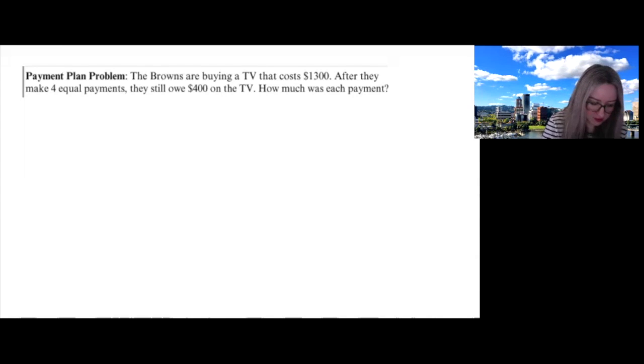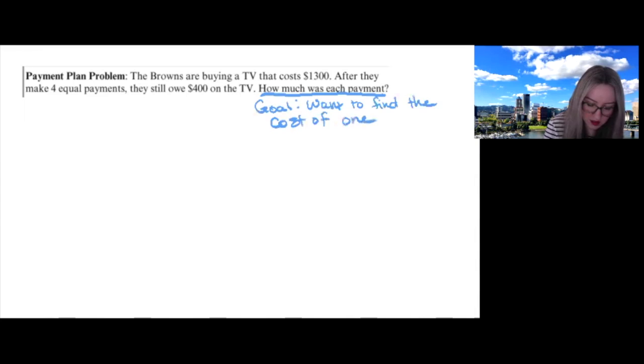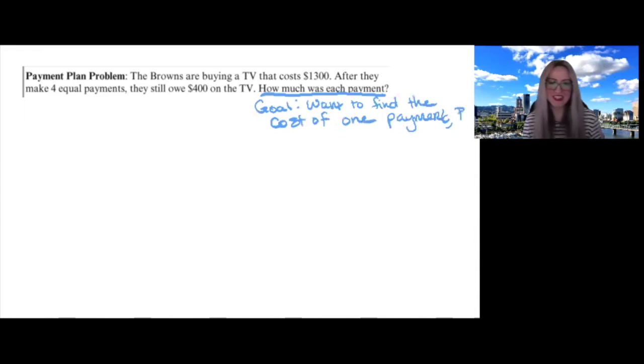Okay, so what I like to do is I always start out by identifying the goal. This is the goal. And another way to say this is the goal is I want to find out the cost. I want to find the cost of one payment. And I'm going to use the letter P for payment. I know your book uses X. I like to play around with the letters that we use for variables and point out that we can be flexible about it. So I'm going to use P for payment.